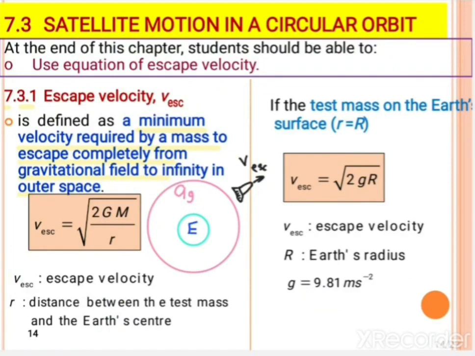Alright? Okay, we go to the last subtopic 7.3, satellite motion in a circular orbit.